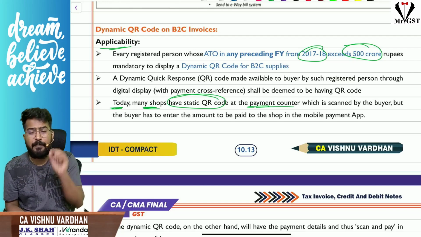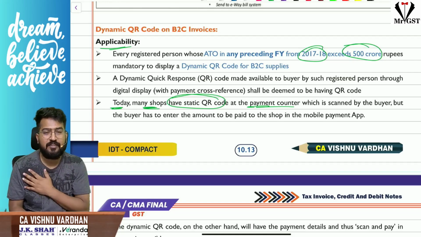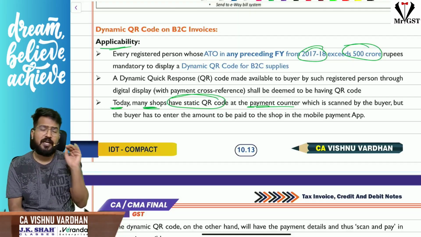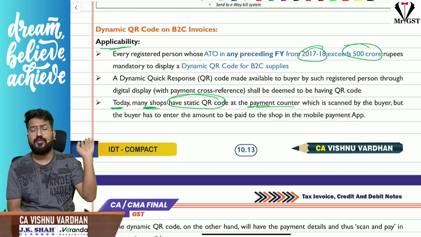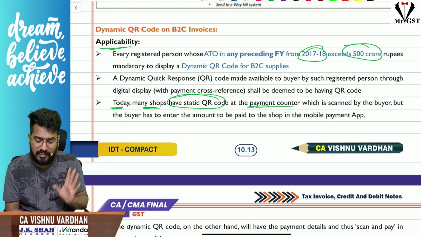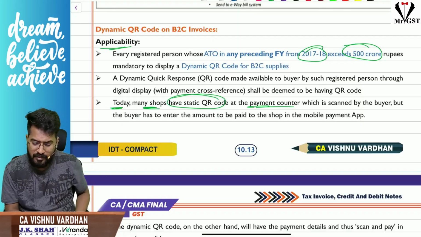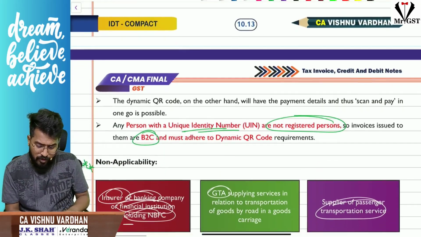This is mandatory for people whose aggregate turnover is exceeding 500 crores. Others can follow it optionally. Happily they can follow. This is not e-invoice. This is dynamic QR code. You can happily follow this optionally also, voluntarily also. That is what the concept of dynamic QR code is all about.